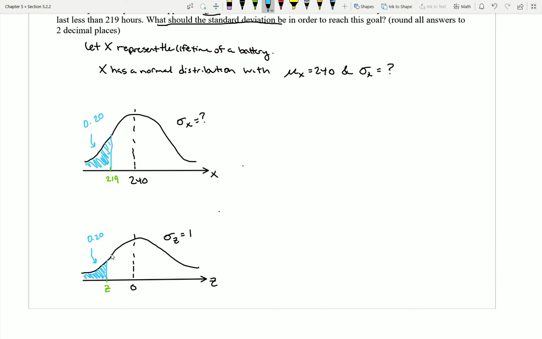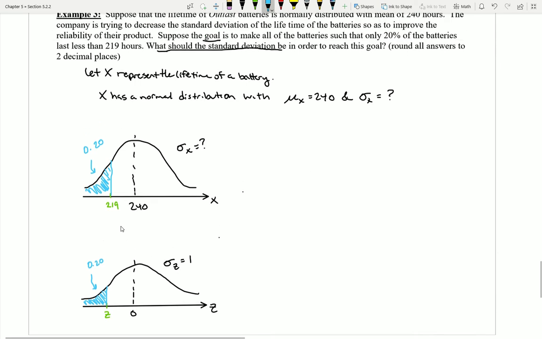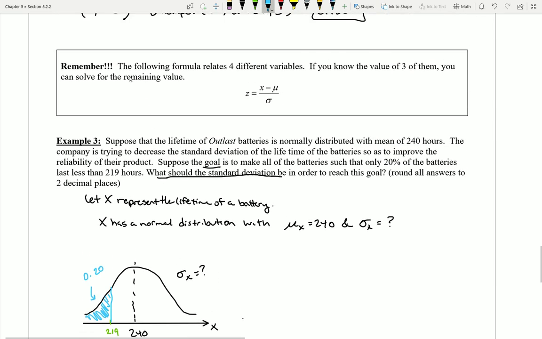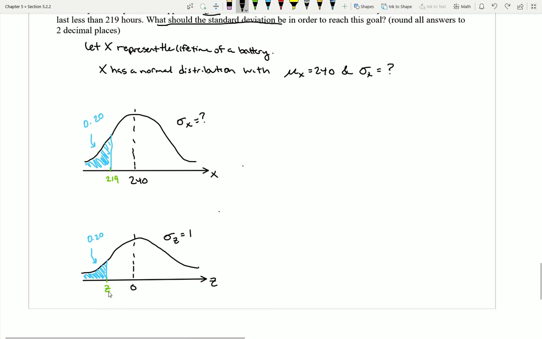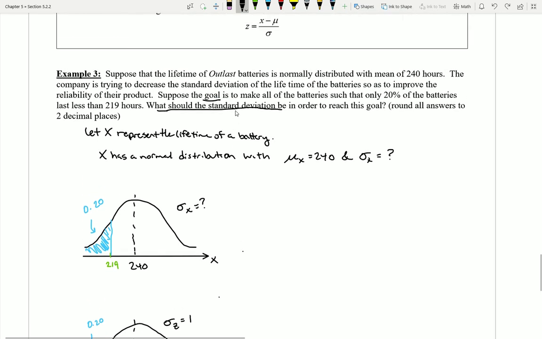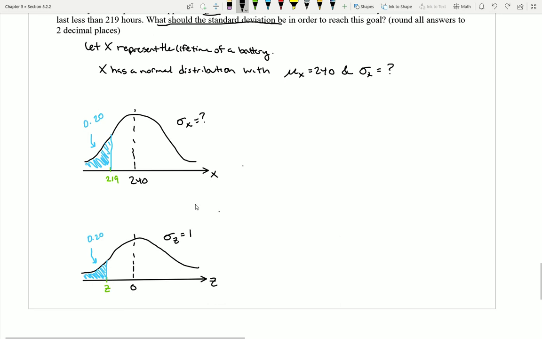Okay, so now we get to bring everything together. Notice, like we saw in the box above, if I know any of these three values, I can solve for the one that's missing. So what if I knew the value of z, and I knew the values of x and mu? If I knew all of those values there, then wouldn't I easily be able to solve for the mystery value of sigma? And notice I already have x as 219, I already have my mean as 240, if I could only find this z value. The problem again though is that I can't find the z value using this formula, but I think there's another way that I could find the z value.